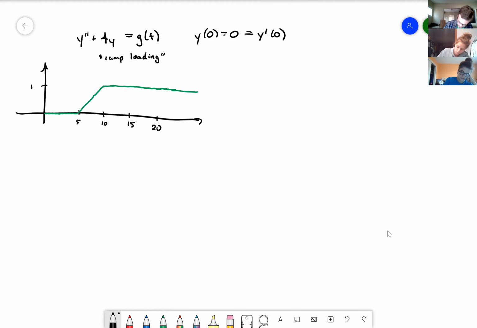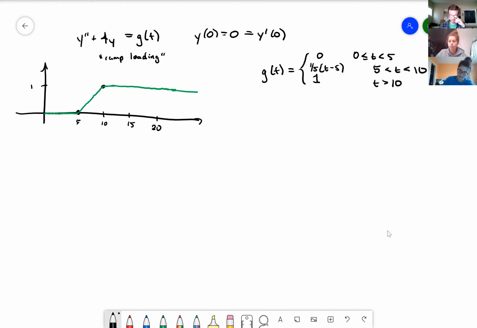So this g of t is equal to 0 for t from 0 to 5. Then it's going to be equal to 1/5 t times 5. So for 5 seconds, it's going to rise until it gets to 1. So that's a slope of 1/5. And we're going to shift this line forward by 5 so that it passes through this point, 5, 0, and then 1. So from 5 to 10, and then once we get to 10, it's 1 from then on.